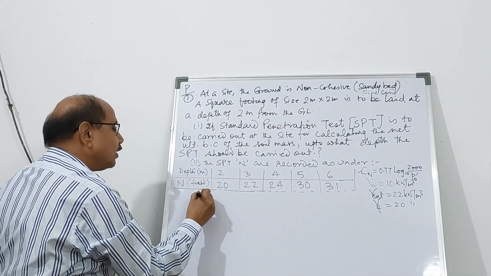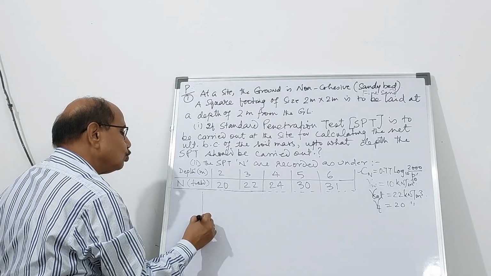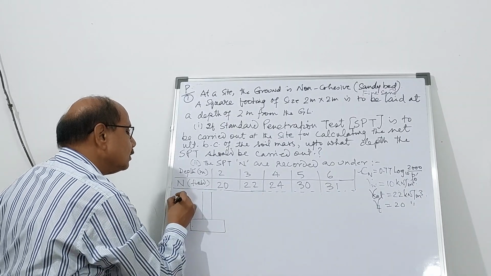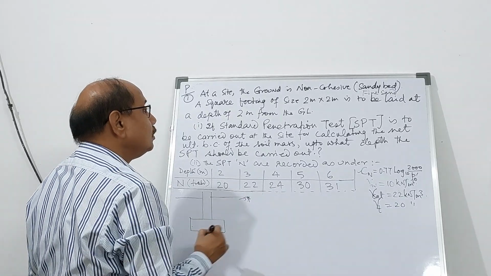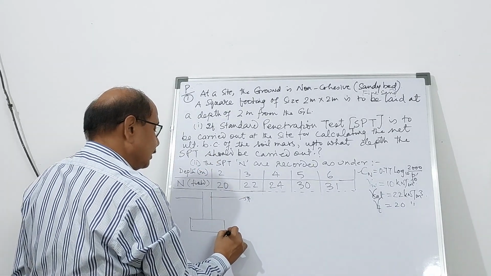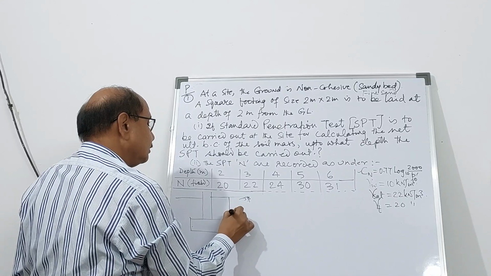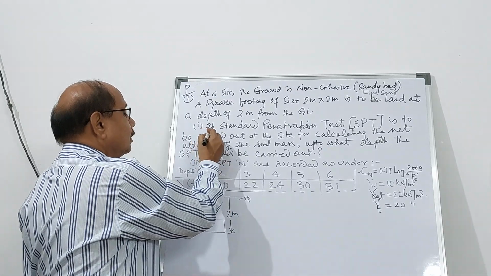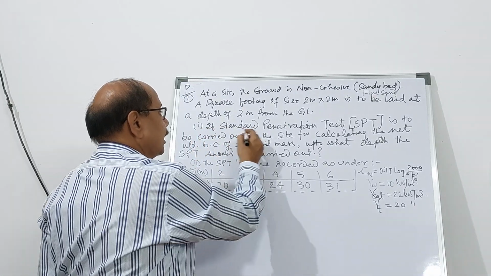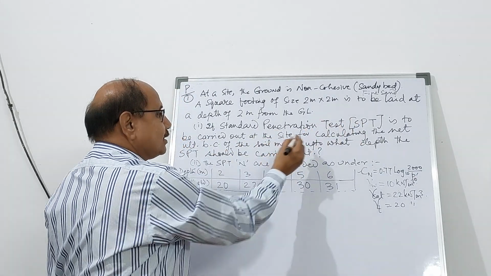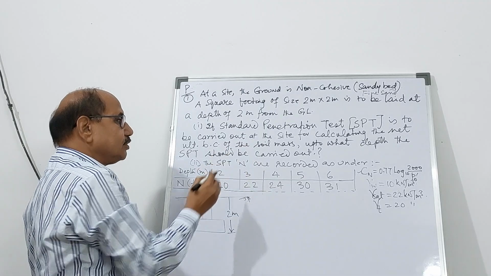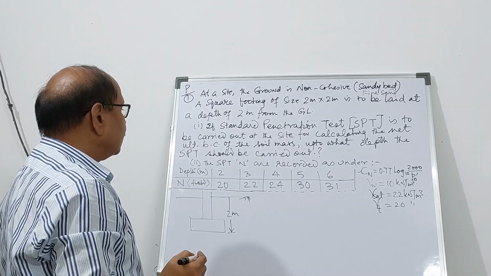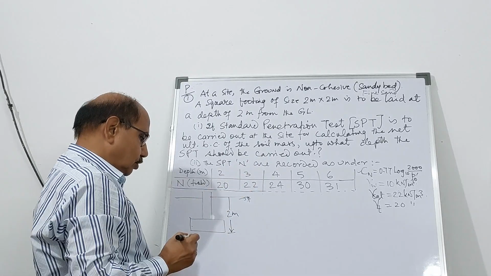So if you take a footing of size 2 meter by 2 meter embedded into the ground, and the depth of the footing is given to you as 2 meter. Then if SPT is to be carried out at the site for calculating the net ultimate bearing capacity of the soil mass, up to what depth should the SPT be carried out?